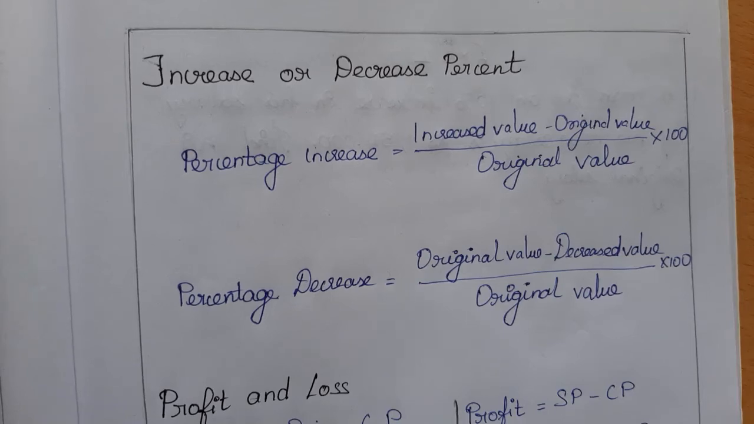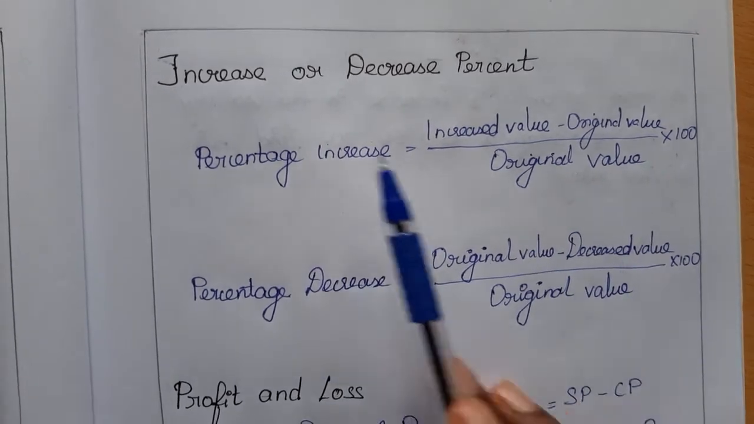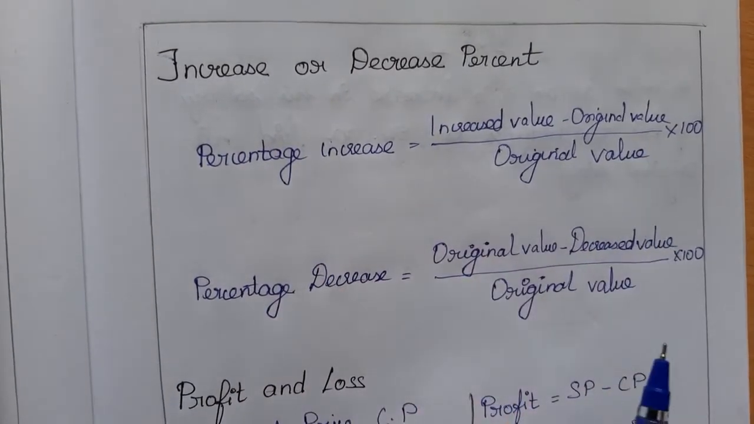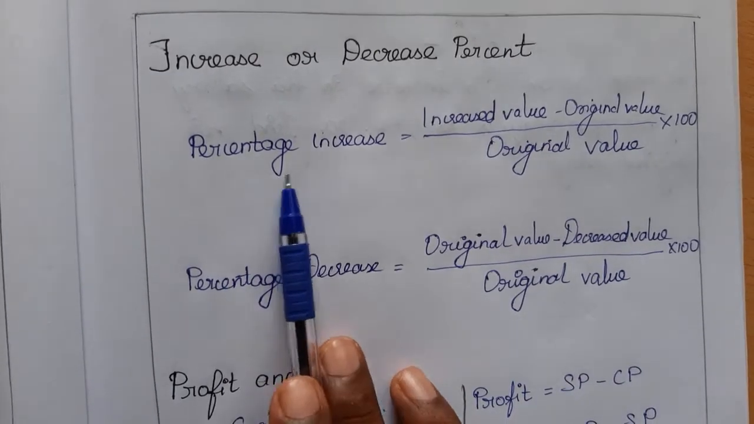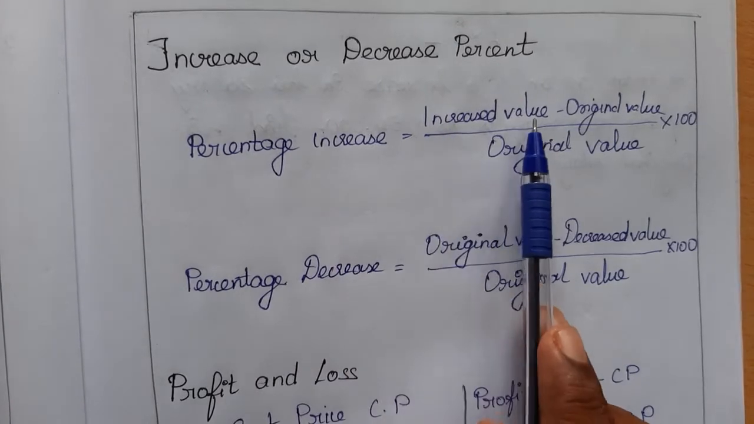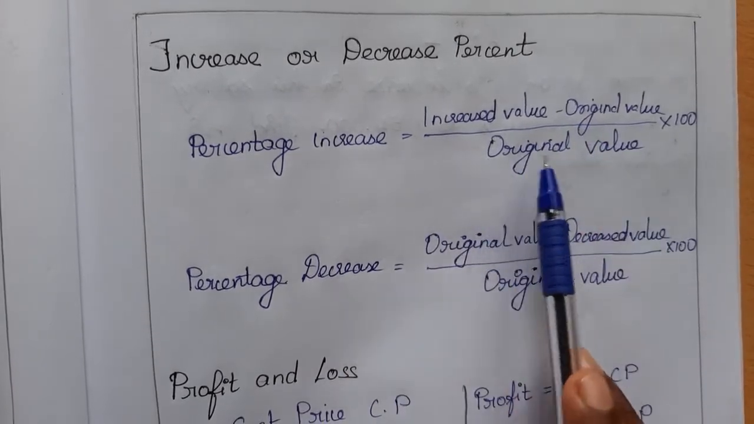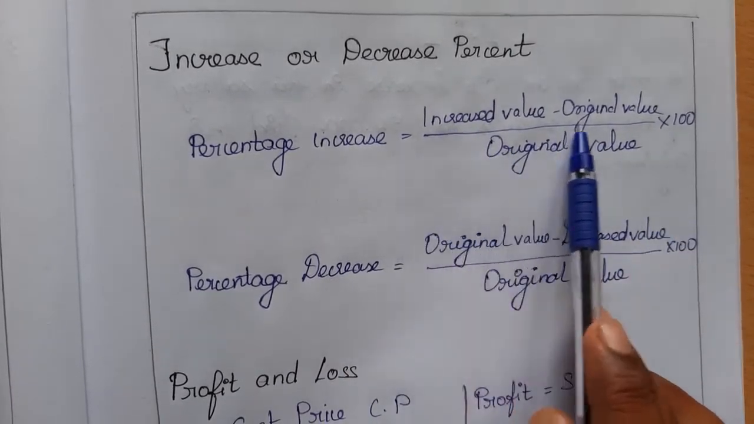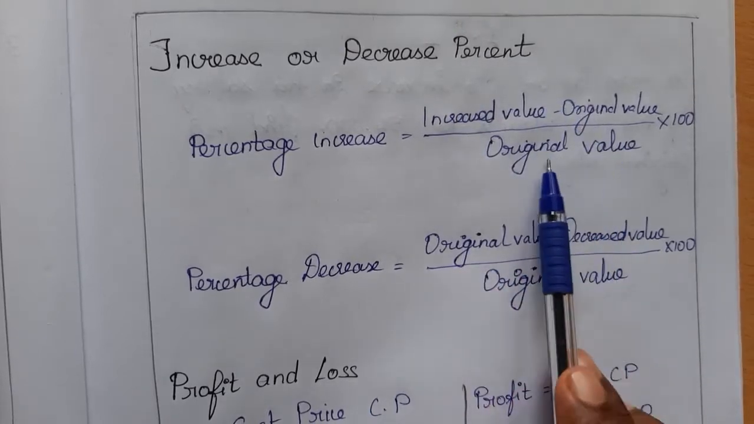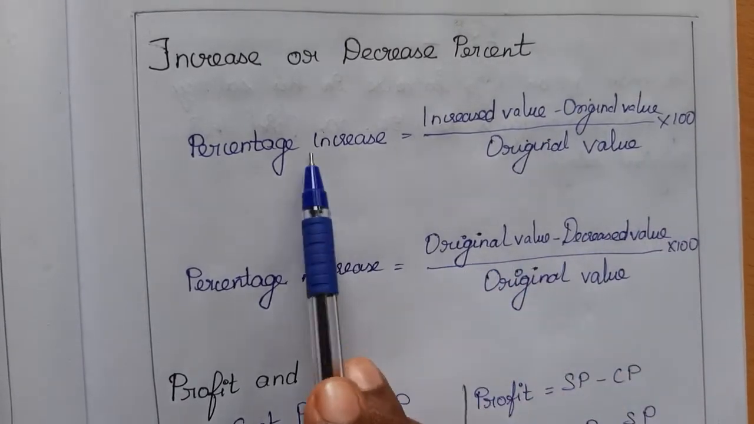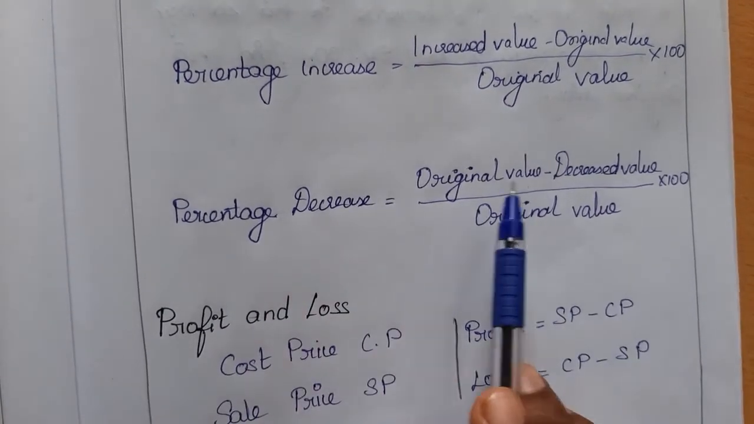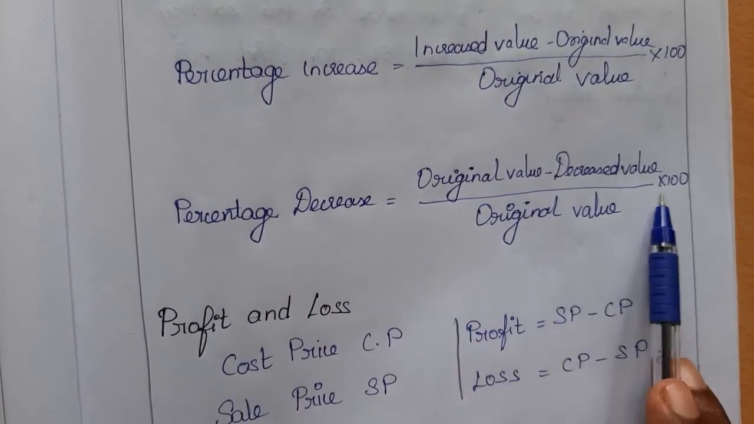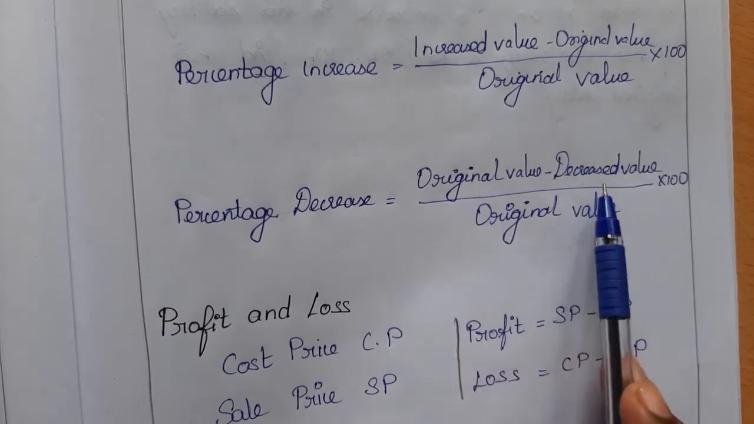Hi students, so here we are going to see about increasing and decreasing percentage and profit and loss percentage. Percentage increase can be calculated by increased value minus original value, divided by original value, into 100. Decreasing percentage is equal to original value minus decreased value, divided by original value, into 100.